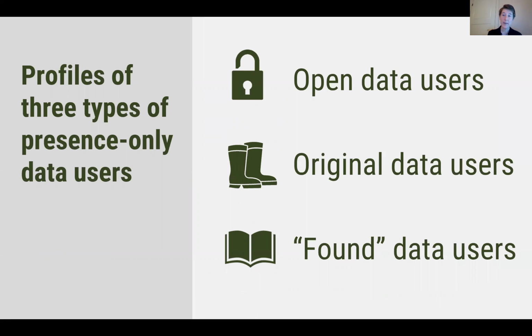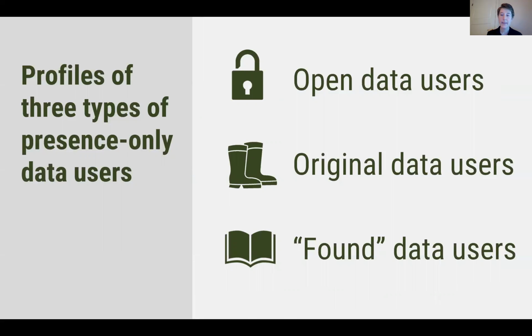So one of the major themes of our results was that there's more nuance in the relationship between presence-only data and open data than we expected. And this was kind of surprising because there's a lot of guidance and infrastructure to support the sharing of presence-only data. So we were curious about why so much presence-only data go unshared.